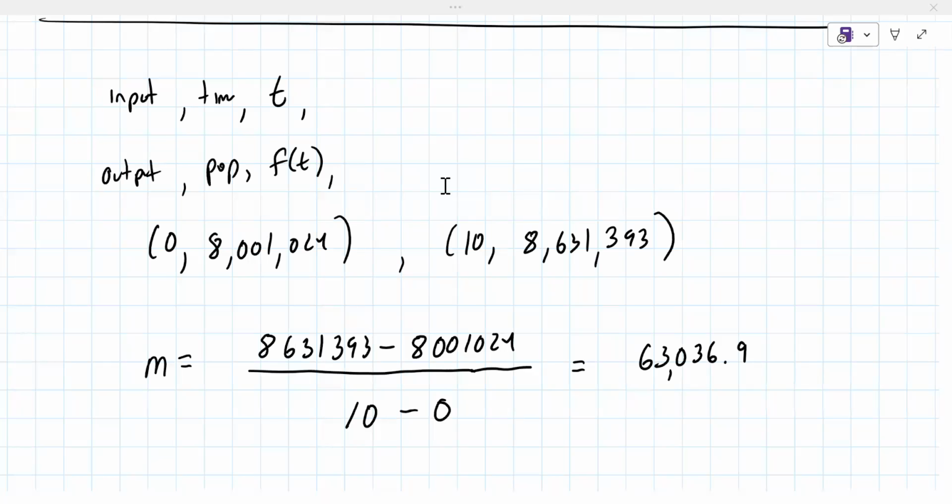Let me know what you come up with. I got 62,036.9. You got it. Yep. Okay. So that is the slope.